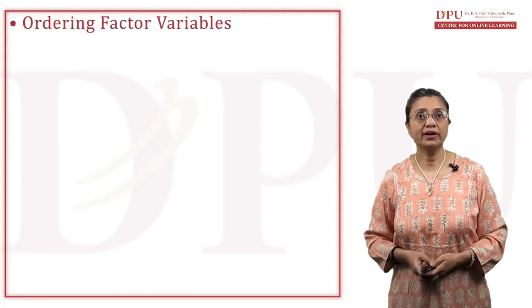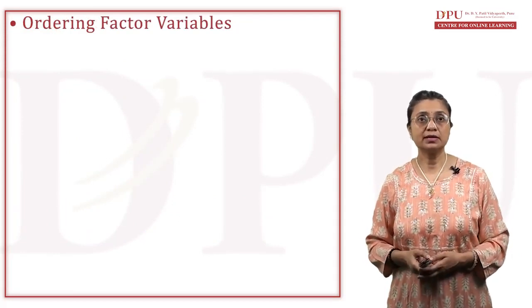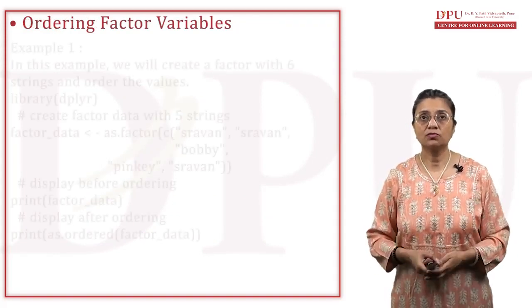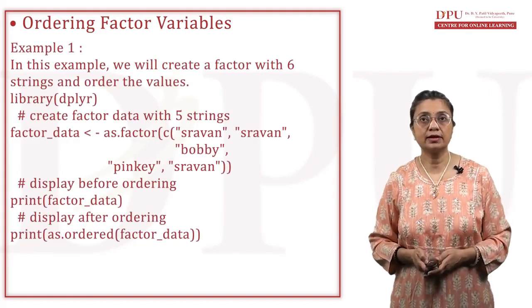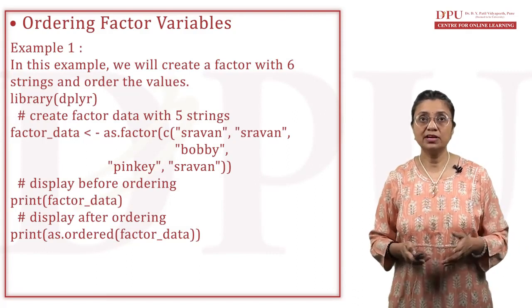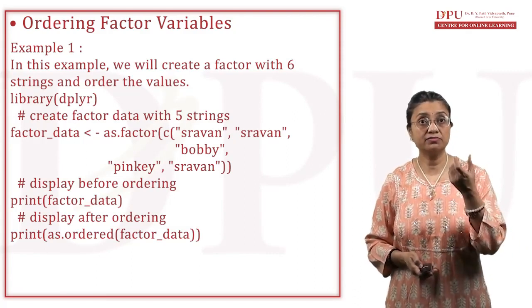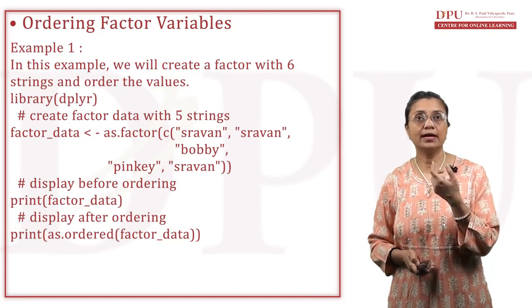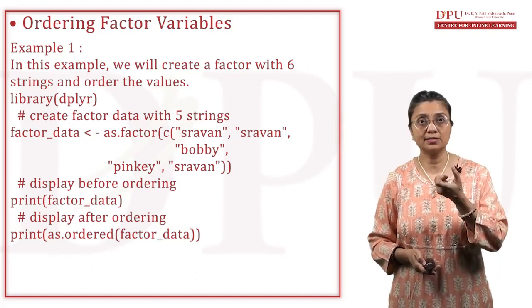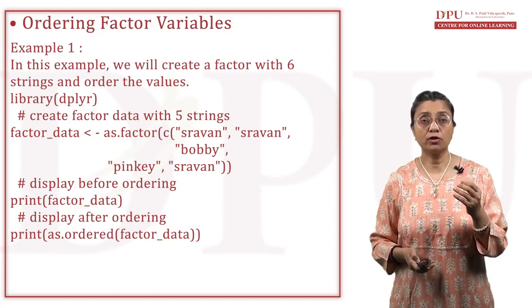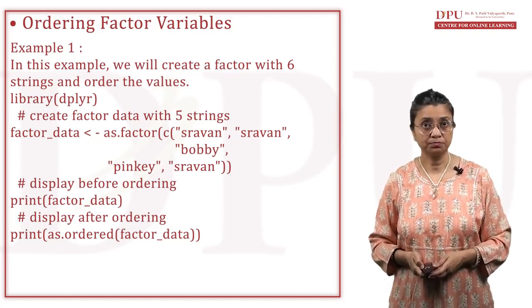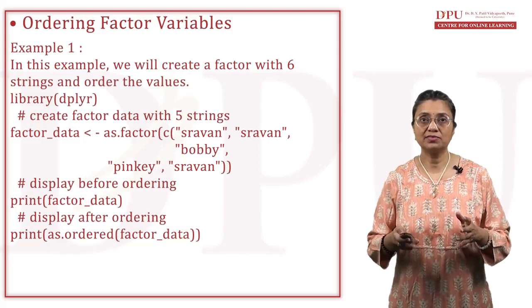Now we have ordering factor data. Now you must be thinking, what is ordering? So let's have a look at this example. In this example, we will create a factor with strings and order the values. So basically, we have called the library package dplyr. So dplyr is our package that we have discussed, and this package is basically called, or you can say loaded, by the library function. We create the factor data with 5 strings.